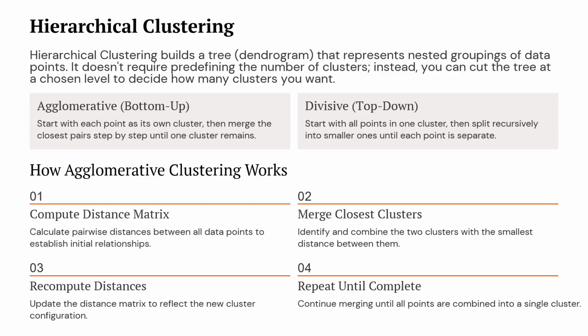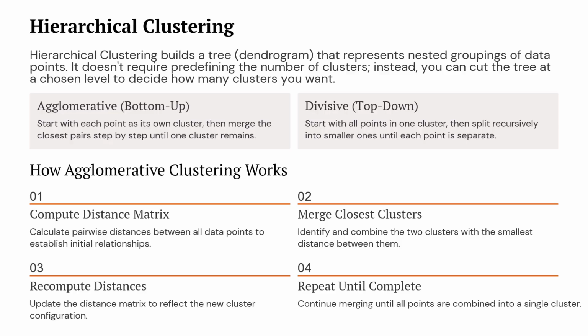Hierarchical clustering is like building a family tree of data. It creates a structure called a dendrogram, showing how points group together at different levels. There are two ways to do it: agglomerative and divisive. In the agglomerative or bottom-up approach, each point starts as its own cluster. Then the closest pairs keep merging step by step until everything joins into one big cluster. The divisive or top-down approach does the opposite. It starts with all points in a single cluster and splits them apart recursively.